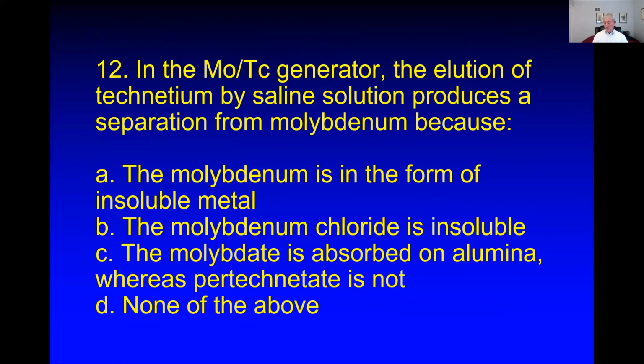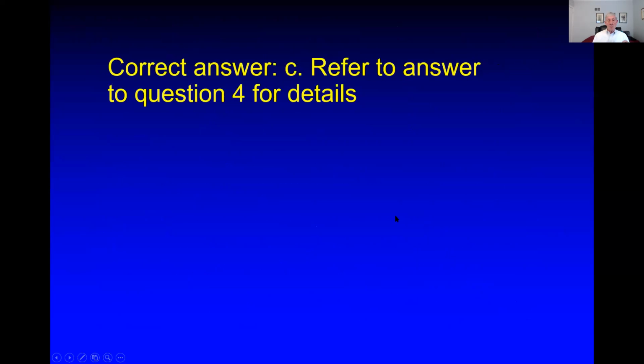Who's got it? E. Choice C. Molybdenate is very tightly bound to aluminum oxide, and pertechnetate is not bound at all. Remember, it's the difference in the affinity. Okay, good.